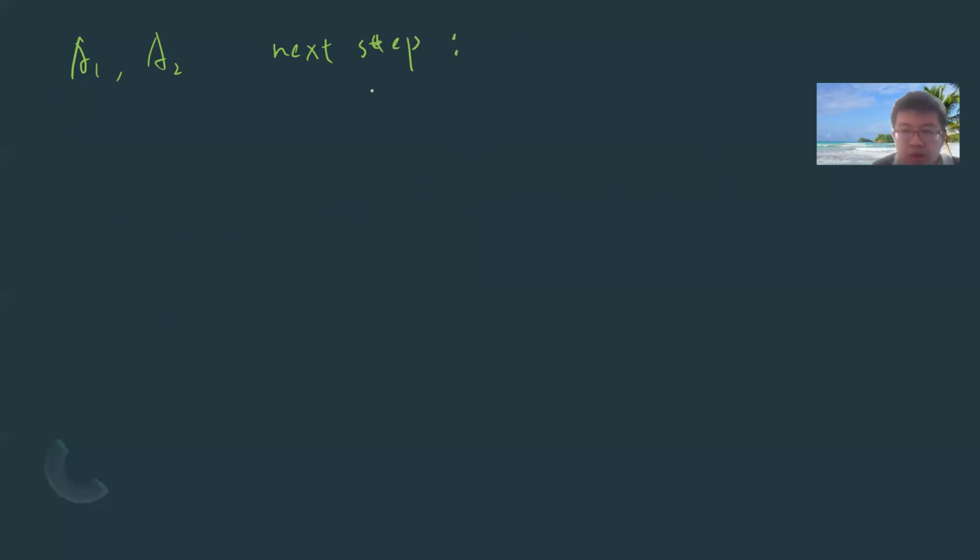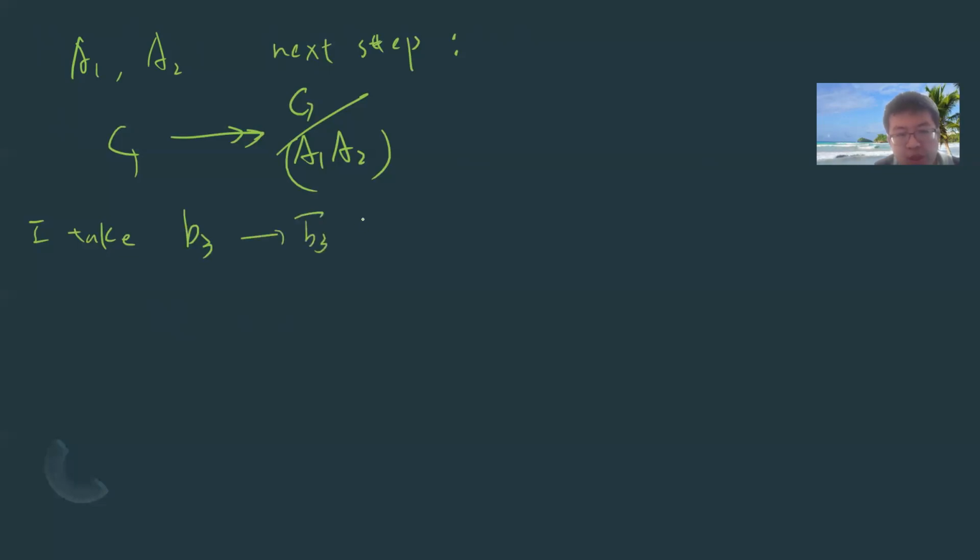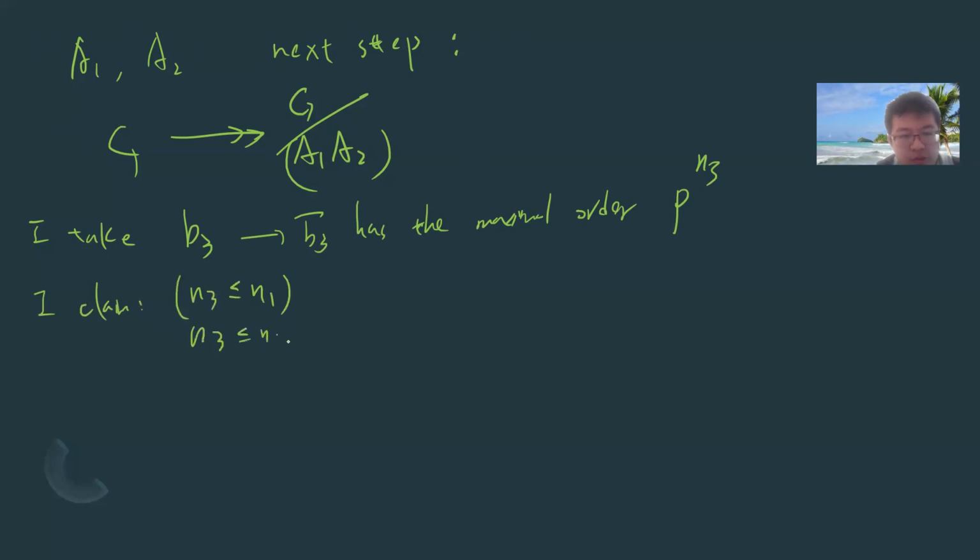This one is the most intrinsic illustration of the idea when you have two of them. You can take your group G modulo a1 and a2, and there is an onto map. Then you can take n3. I can take the element b3, which maps to b3 bar, having maximum order p^n3. The first claim is the same: n3 is less than or equal to n1, and n3 is less than or equal to n2.